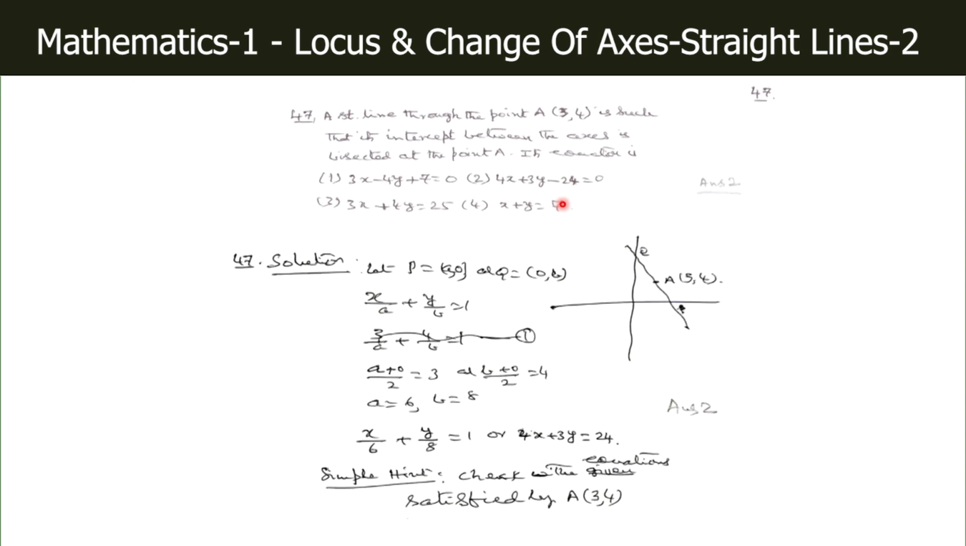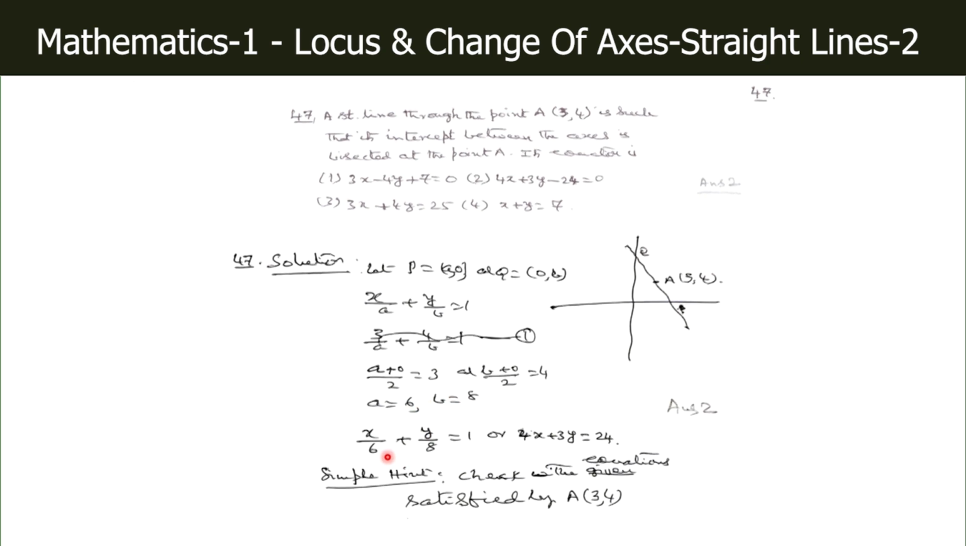Now you can take that the intercepts of the line are a and b on the x-axis and y-axis respectively, suppose. So the equation of PQ is x by a plus y by b is equal to 1. Now A(3, 4) is the midpoint of the intercept, so the midpoint of PQ. Because A(3, 4) is the midpoint of PQ, we have (a plus 0) by 2 is equal to 3, (b plus 0) by 2 is equal to 4, so a is equal to 6 and b is equal to 8.